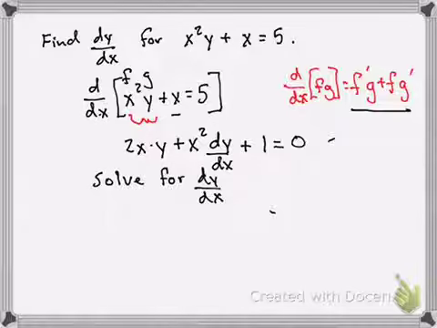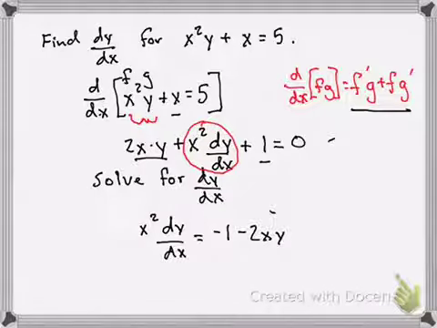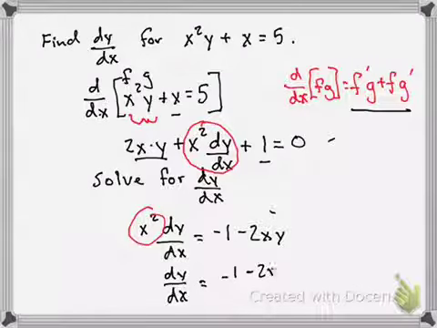Primarily I just need to get this term by itself and everything else on the other side. So in order to do that, I will just subtract it all to the other side. So I have x squared dy/dx equals, moving the 1 over, it becomes a minus 1 on the other side, and moving the 2xy to the other side, I get a minus 2xy. And lastly, I just need to divide both sides by x squared. So I will do that and get dy/dx equals (minus 1 minus 2xy) all over x squared.